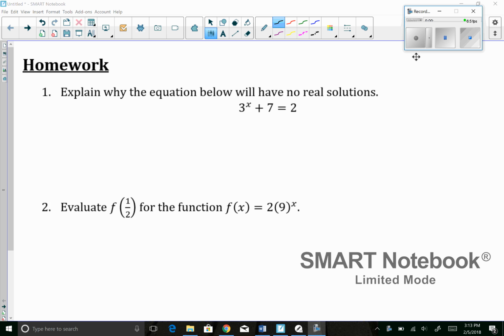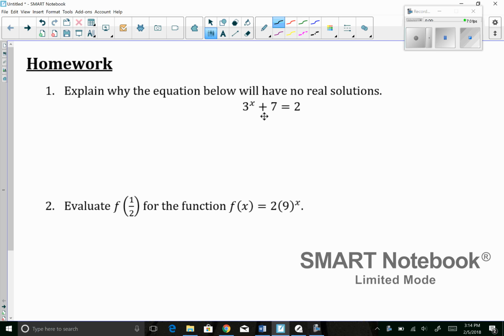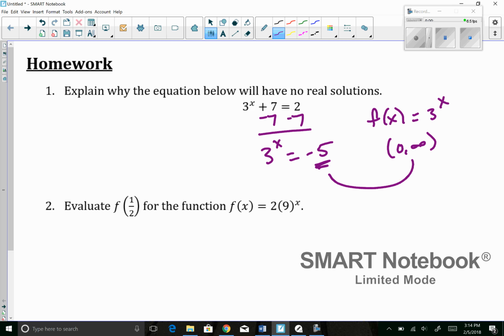So let's take a look at number 1. Number 1 says, explain why the equation below will have no real solutions. So if I subtract 7 to the other side, I get 3 to the x equals -5. And one of the things that we learned in today's lesson was that exponential functions in this form have a range of 0 to infinity. So essentially the function f of x equals 3 to the x will have a range of 0 to infinity. Well, -5 is not in that range, therefore it's going to have no real solutions.